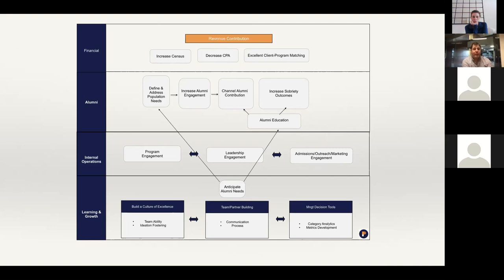And same thing with team ability. We want to improve ourselves, as individuals and as a team. What are the kinds of things that we need to learn in order to support all the other things that we want to do? Team and partner building: what are things that we can do to make it a point to improve our communications and our process as a team?